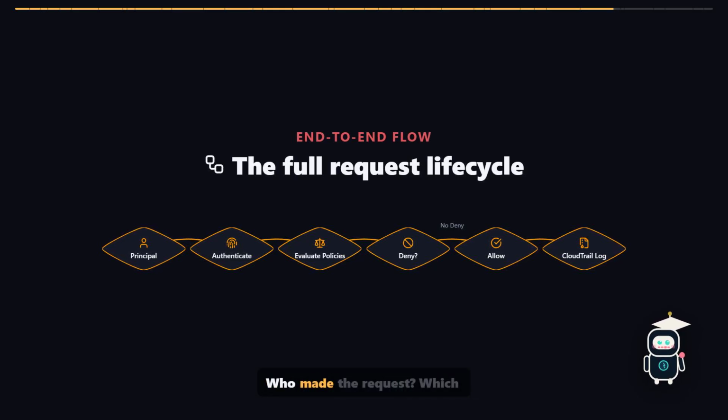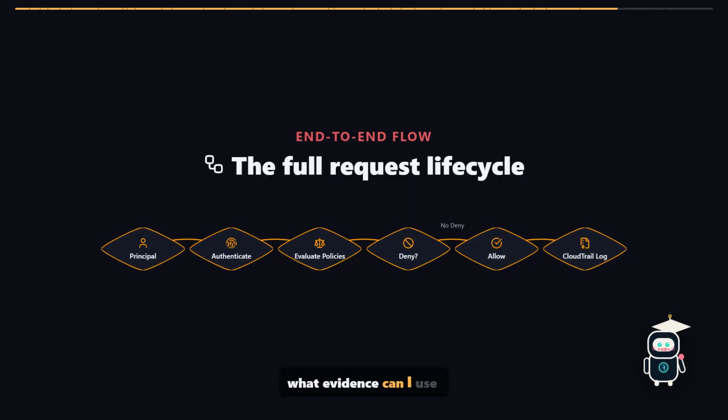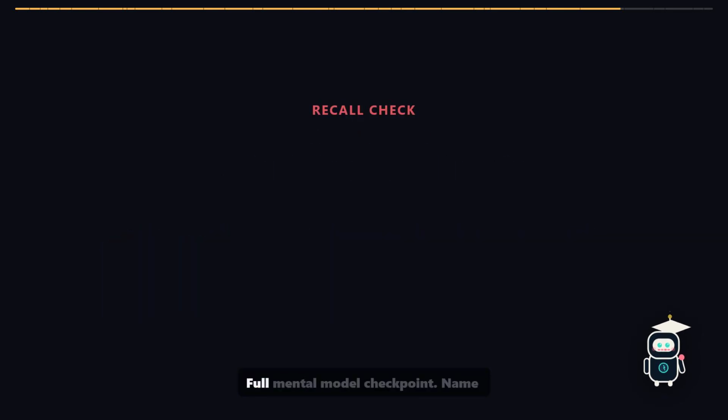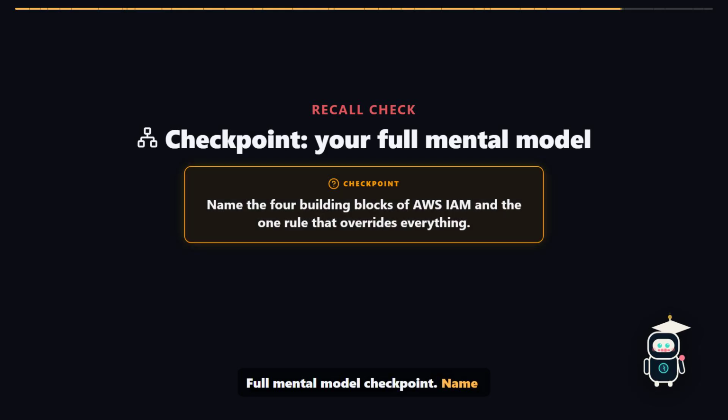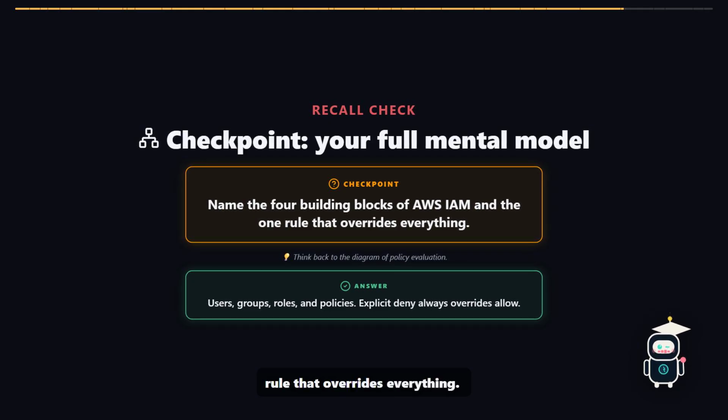Ask: who made the request? Which action did they attempt? Which resource were they targeting? What policies and controls applied? And what evidence can I use to determine why the request was denied? That's how IAM troubleshooting works in the real world. Full mental model checkpoint. Name the 4 building blocks of AWS IAM and the one rule that overrides everything.